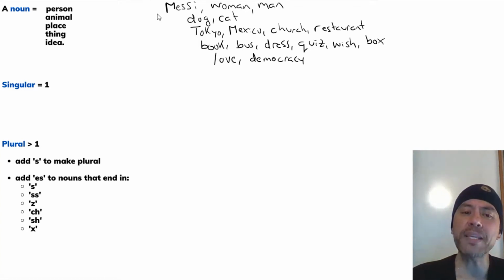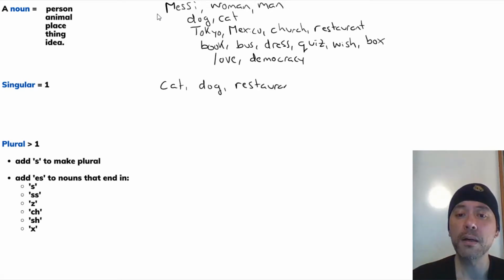Now, a noun can be singular or a noun can be plural. If it's singular, it means I have only one. So for example, if I write cat or dog or restaurant, I'm only talking about one. One cat, one dog, one restaurant. If I make it plural, it means I'm talking about more than one. And to make a noun plural, usually, almost always, we add an S.